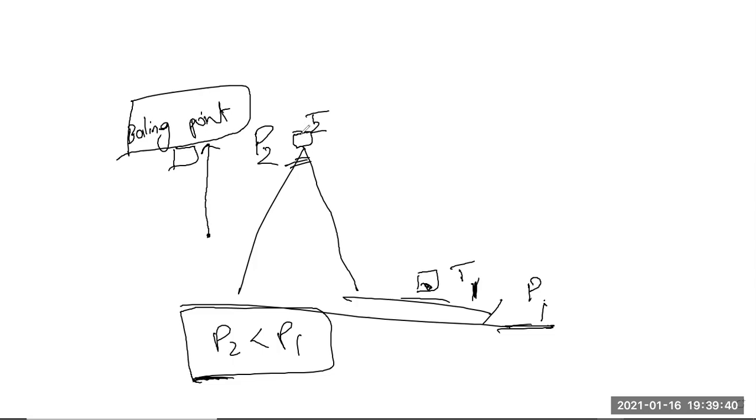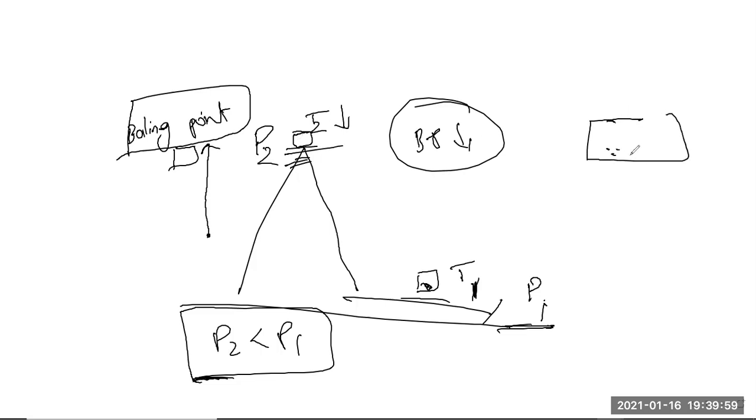So if pressure decreases, temperature decreases, so that means the boiling point decreases. Boiling point decreases means if you cook something on the top of a hill, it will get less temperature, so it won't cook that much faster, it will take a lot of time.